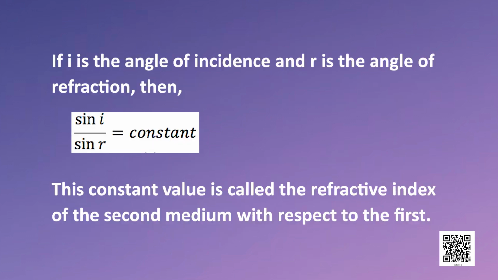If i is the angle of incidence and r is the angle of refraction, then mathematically it can be written as sin i upon sin r equal to constant. This constant value is called the refractive index of the second medium with respect to the first. We shall be learning about refractive index in further detail in our next session.